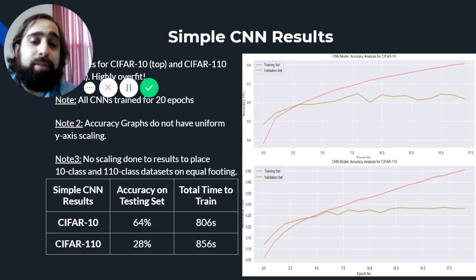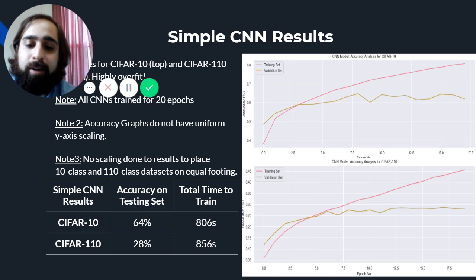The testing set is completely separate from those two things. You'll see that both for CIFAR 10 and CIFAR 110, when you get to epoch 20, it's significantly overfit. So that's something that I aim to fix for CNNs 2 through 4. But even with the simplest CNN that I had taken a look at, you can see just how long it takes to train these models.